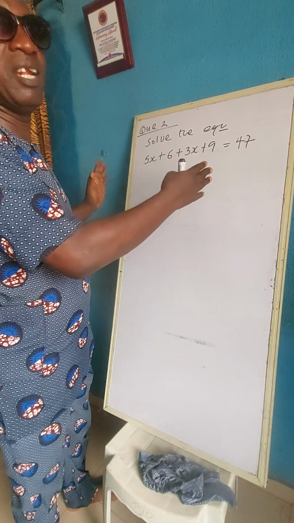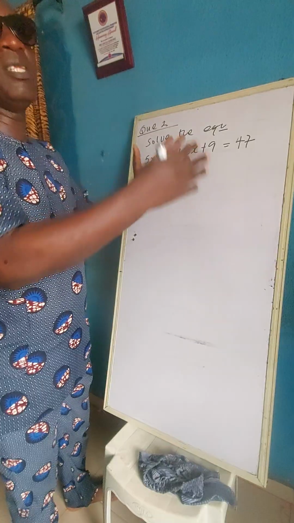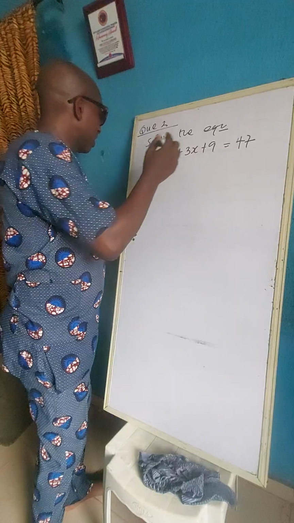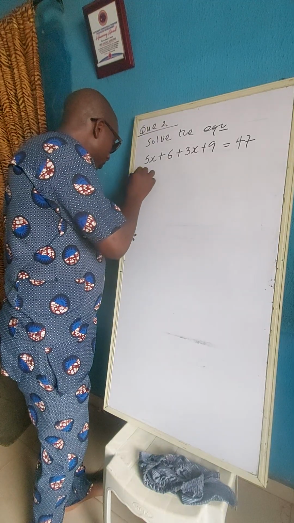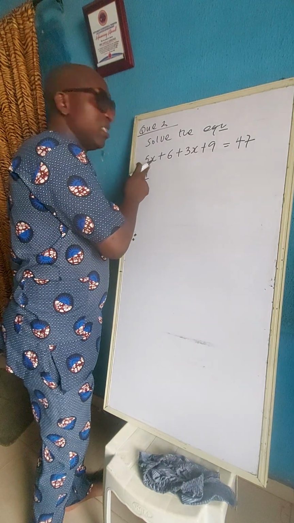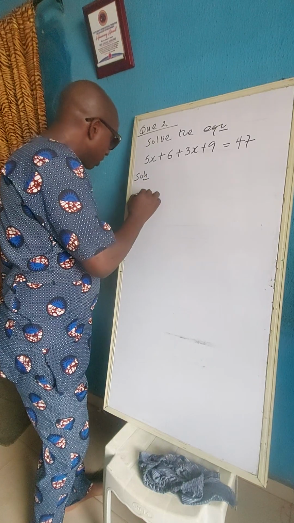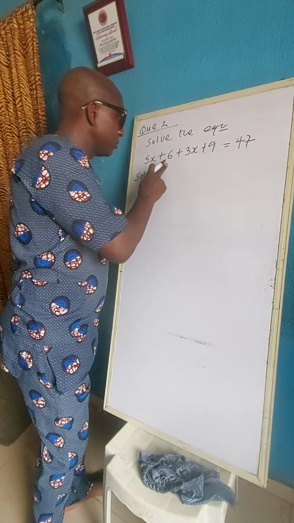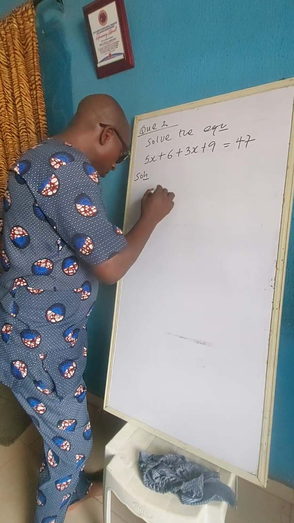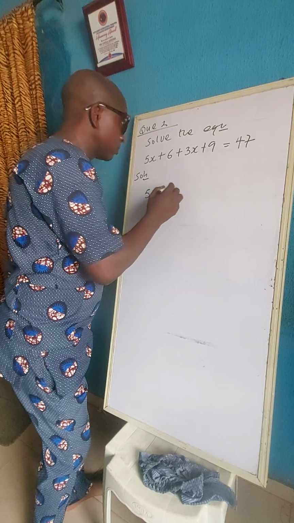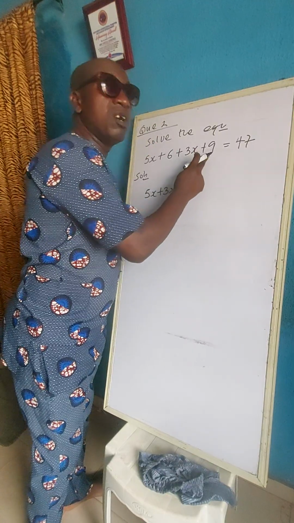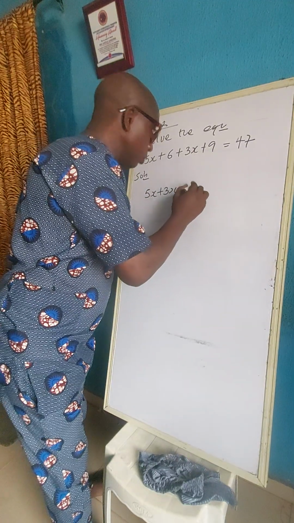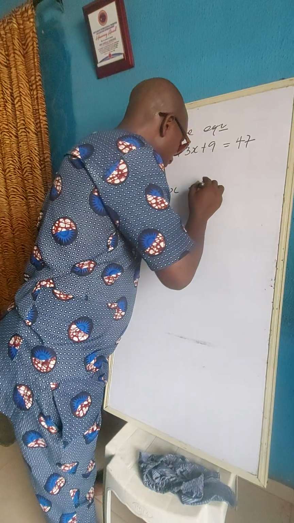The ones that have x, put on one side. The ones that do not have x, put on the right hand side. Let's start. Solution. This one is having x, 5x. Plus 6 is not having, plus 3x is having, plus 9 is not having, equal to 47.